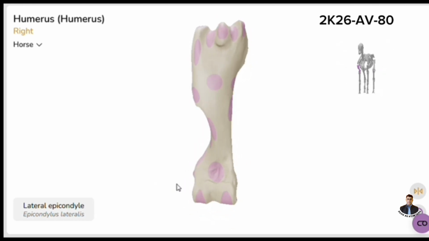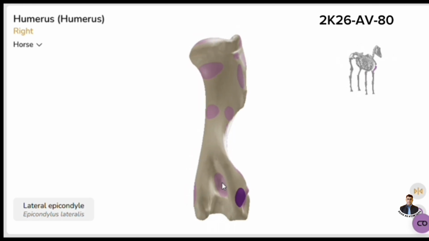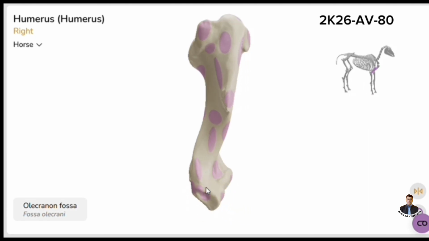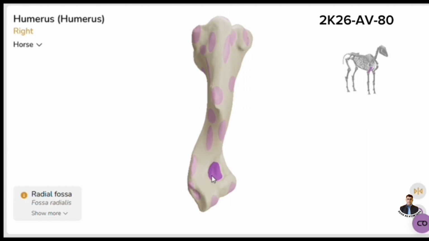To summarize, the condyle articulates with the radius, the trochlea is on the medial side, and the capitulum is on the lateral side. The olecranon fossa is used for extension and the radial fossa is used for flexion. Epicondyles are used for muscle attachment. These structures are very important for the proper functioning of the elbow joint and are commonly asked in exams and viva.